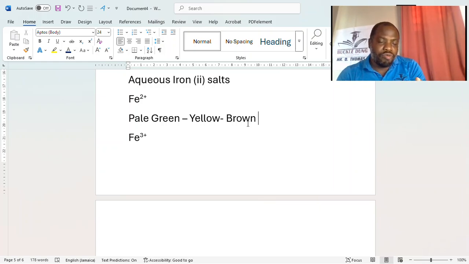So for these two, you have to note the observation. Look at what it is moving from, and that will help you. Is it moving from pale green to yellow brown, or from yellow brown to pale green? That will help you to note if you're dealing with Fe2+, which are salts of the reducing agent, or Fe3+, which are salts of the oxidizing agent. Cool?